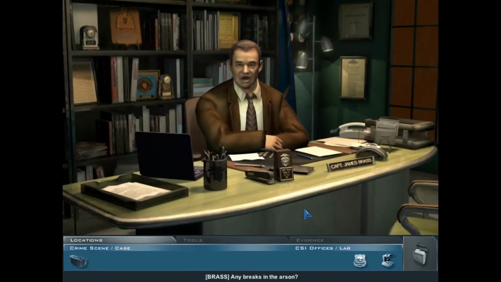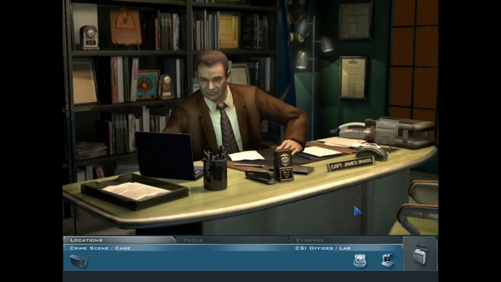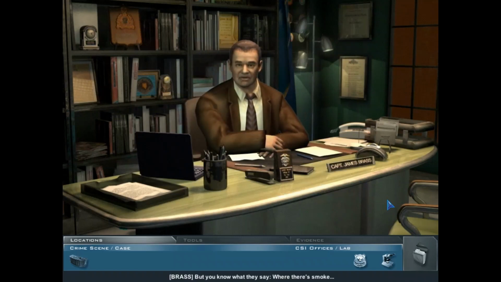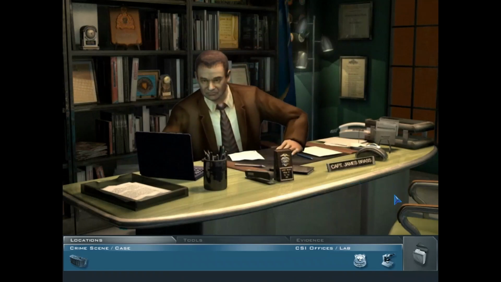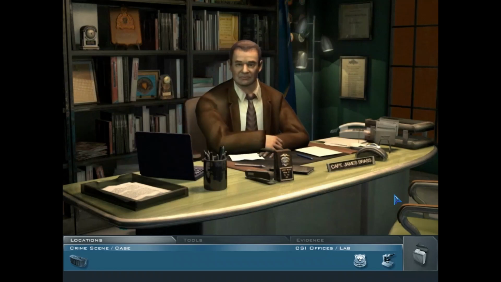Any breaks in the arson? Well, let's pull him up. Seems Mr. Ritchie has a prior for insurance fraud. Promising. Charges were eventually dropped. But you know what they say? Where there's smoke? His company has a few offices scattered around Vegas. But the downtown branch seems to be the HQ. I'd start there.